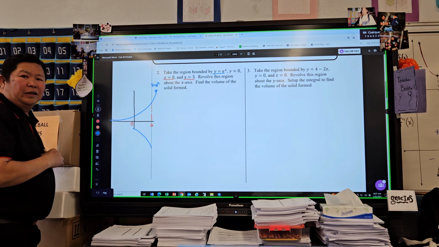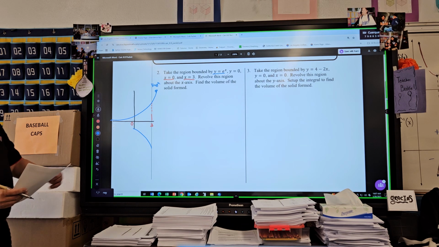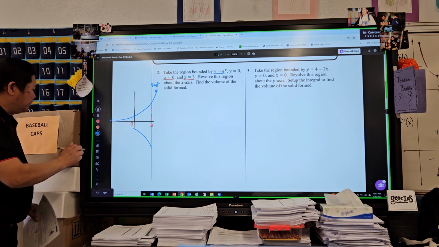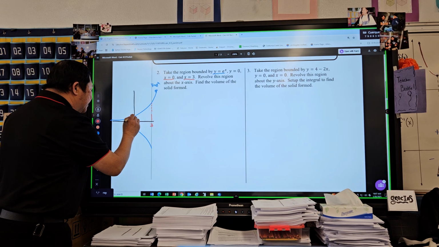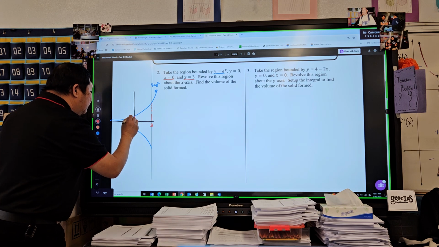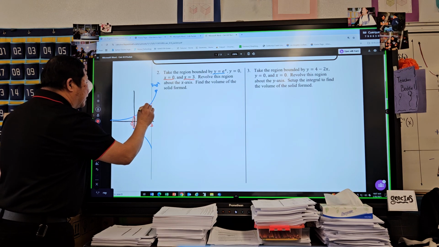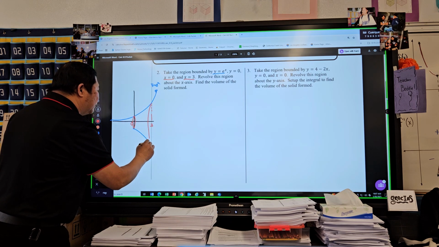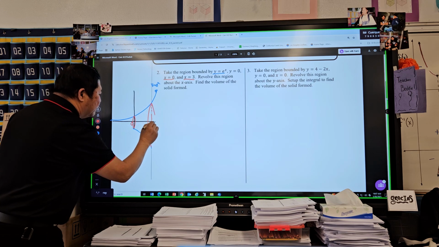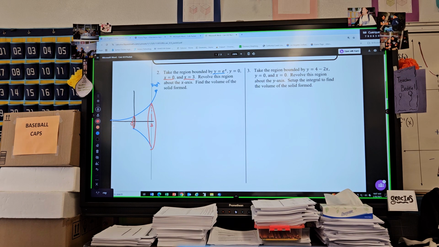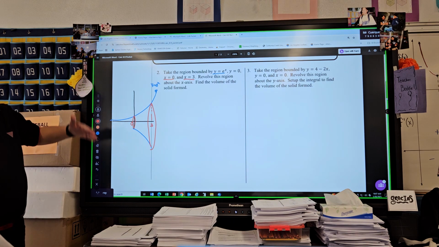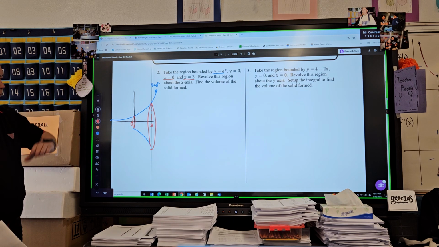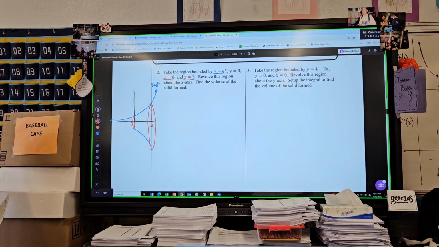Once we revolve this one, then it forms a circle here, and another circle here. So, you're going to revolve this. Okay, next. Find the volume of the solid formed.